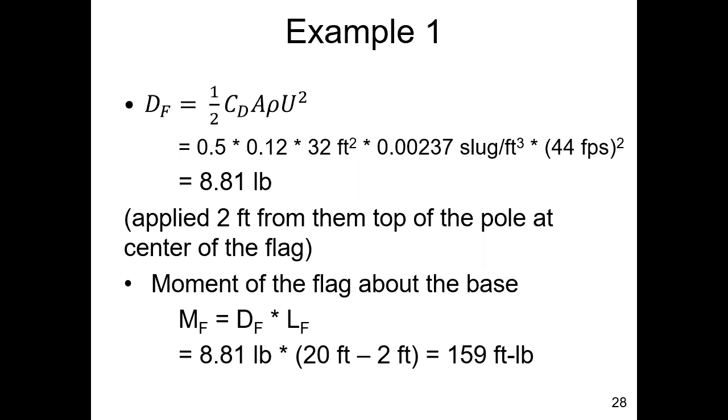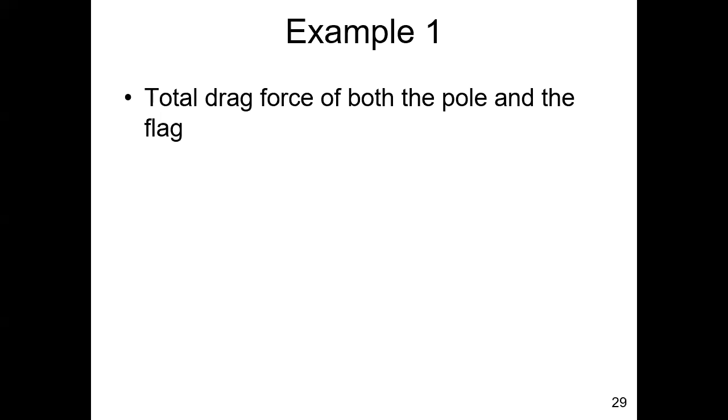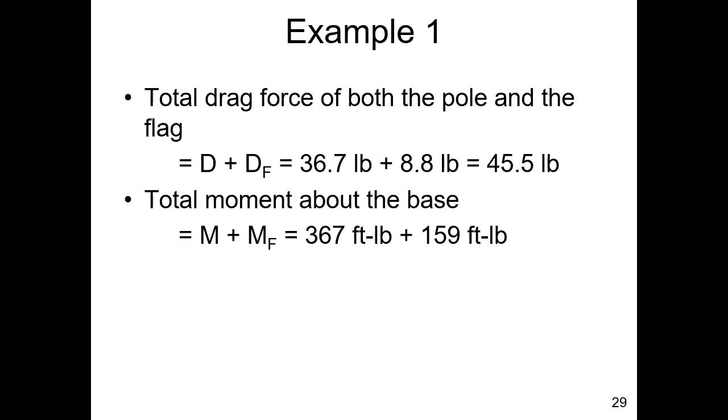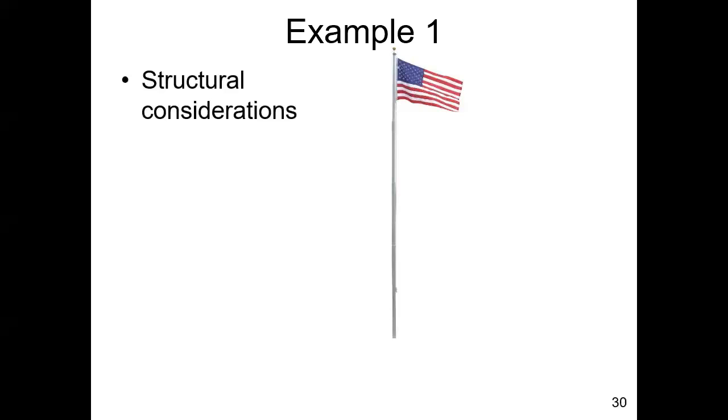And then obviously what you can do is combine both of these. So in this case, the total drag force of both the pole and the flag is simply the sum of those two forces. Likewise, the total moment about the base is the sum of those two moments about the base. So this gets to the question I had earlier, how can you make things stronger?